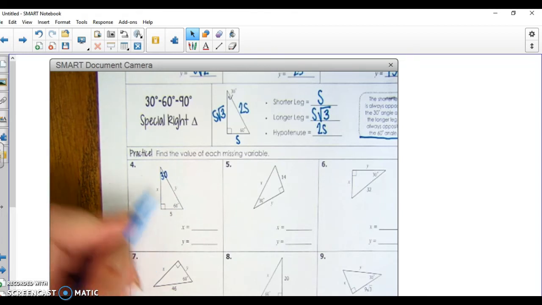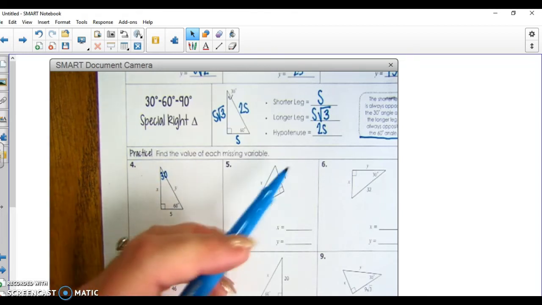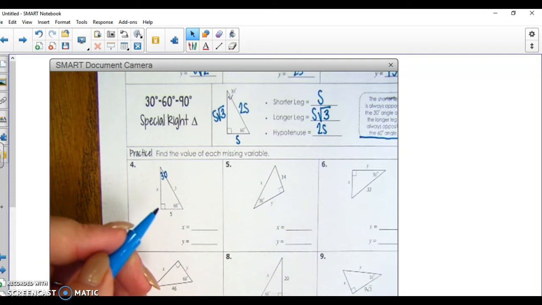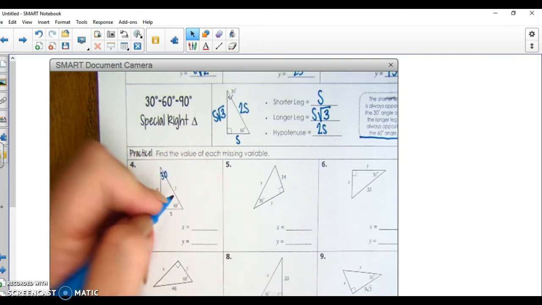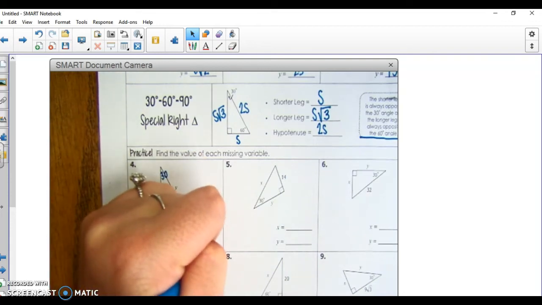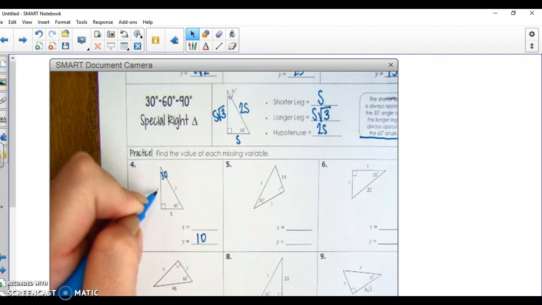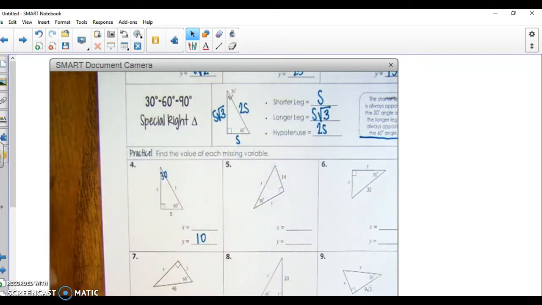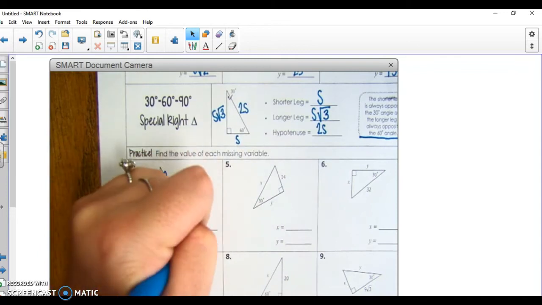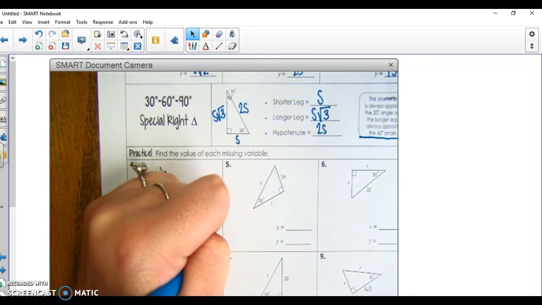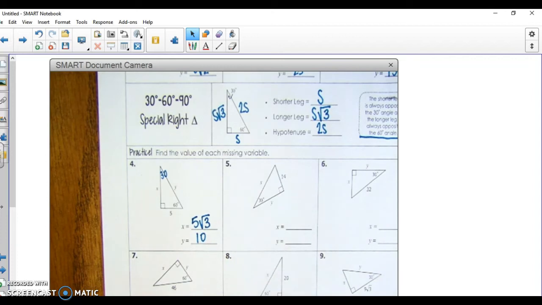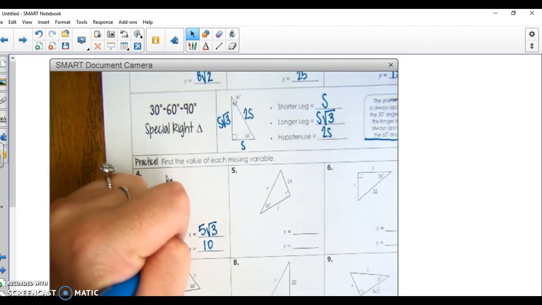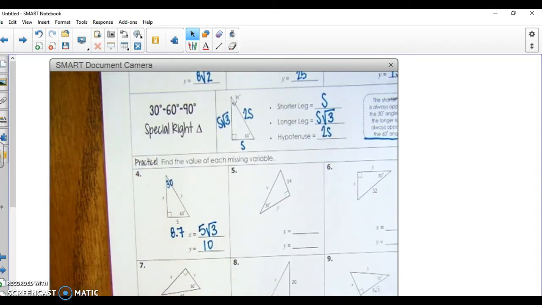Okay, so our hypotenuse is always 2 times our shorter leg. So our hypotenuse y will be 10, and our longer leg is always our shortest side times the square root of 3. So we have 5 times the square root of 3. And we can also write that as 8.7.